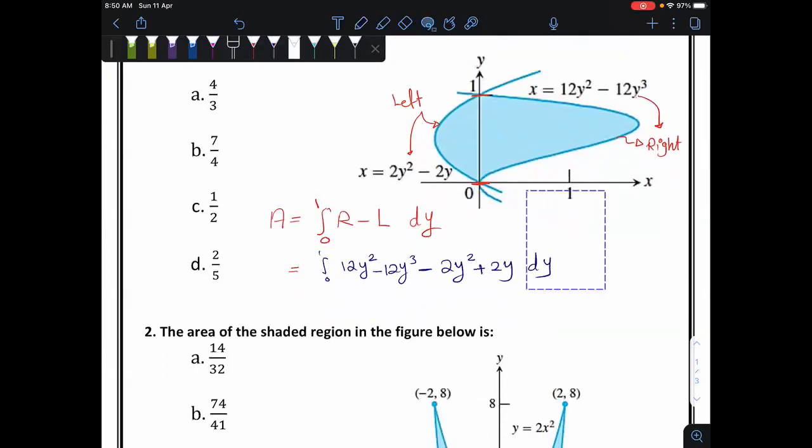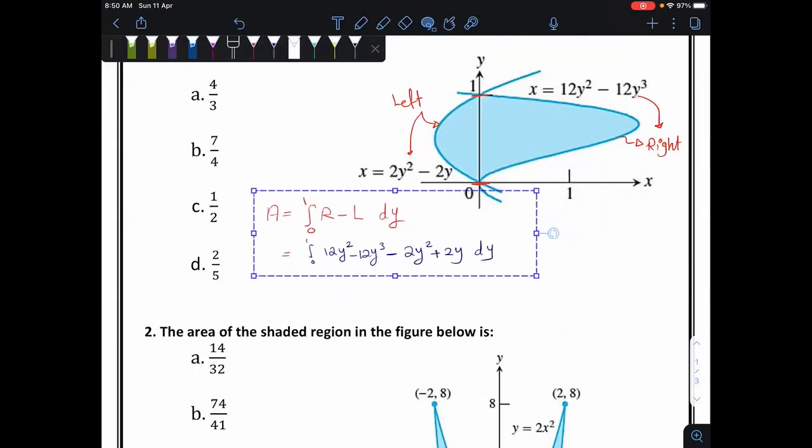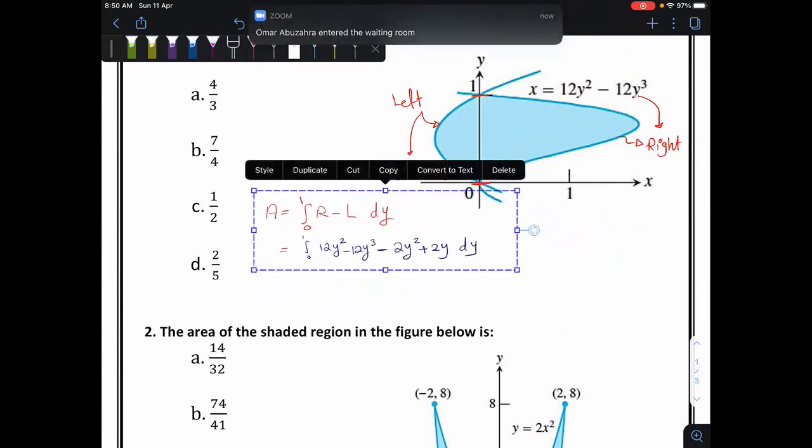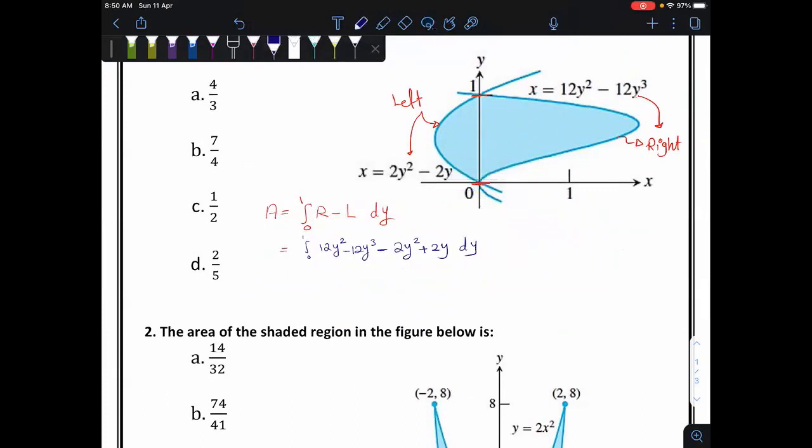After you set up the question, you can find the integral very easily. What's the integral, guys, of 12y squared? We can combine like terms here. I see 12y squared and also 2y squared. So we can combine them quickly, from 0 to 1: 12y squared minus 2y squared is 10y squared, minus 12y cubed plus 2y, dy.